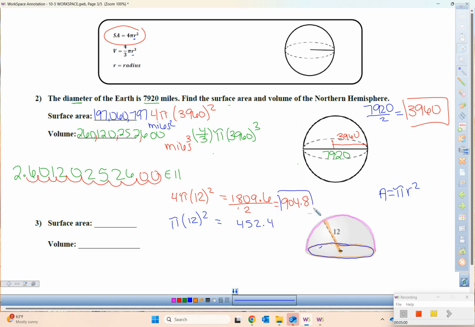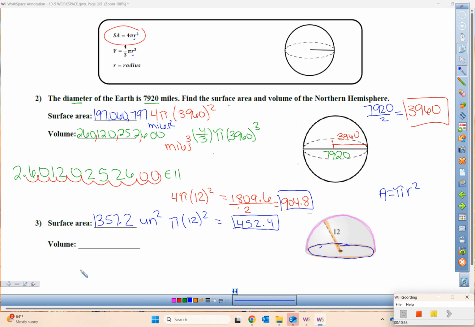So this is the area of the sphere part. This is the base. I'm going to simply add these together to get my total surface area. So 904.8 plus 452.4, and I get 1357.2, and it doesn't give me units, so this is units squared. Okay, any questions on that?